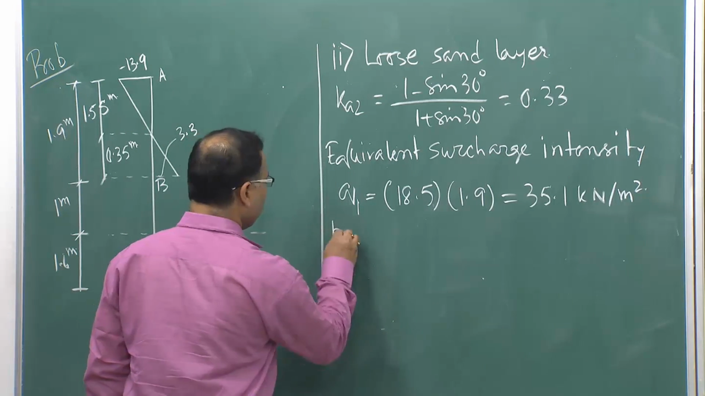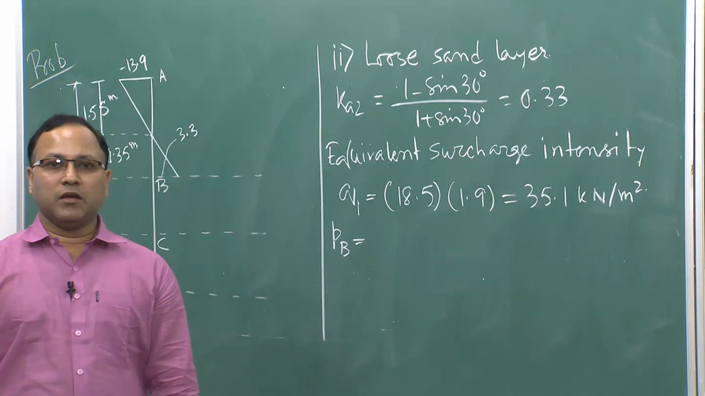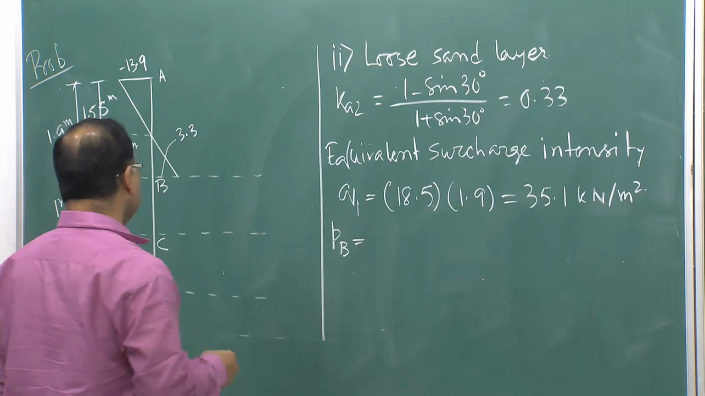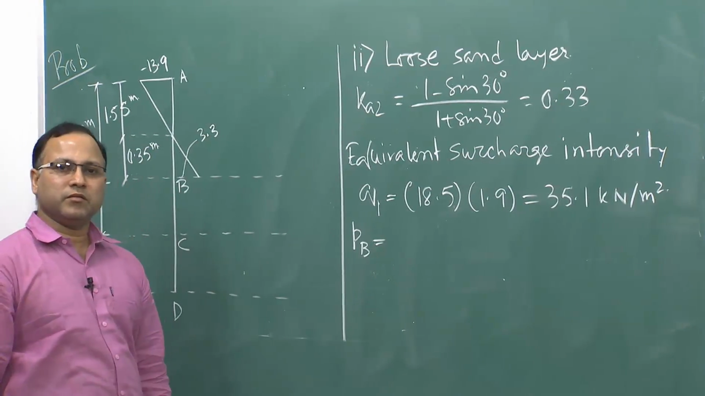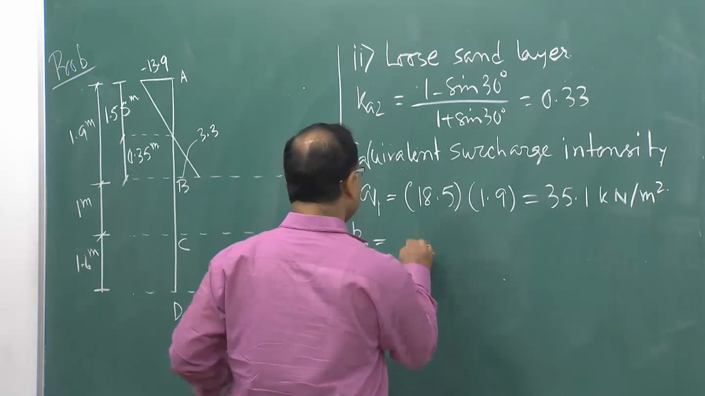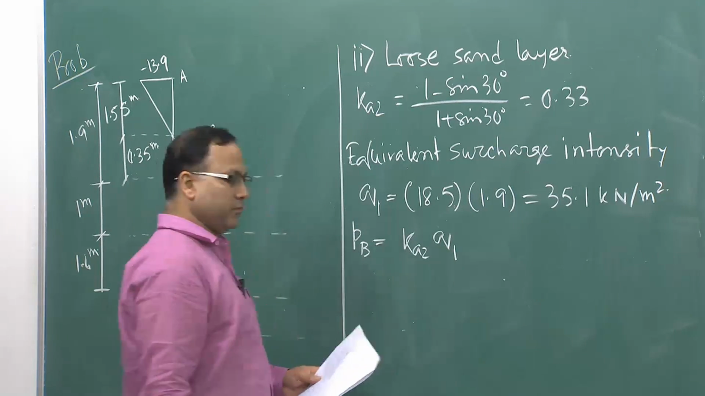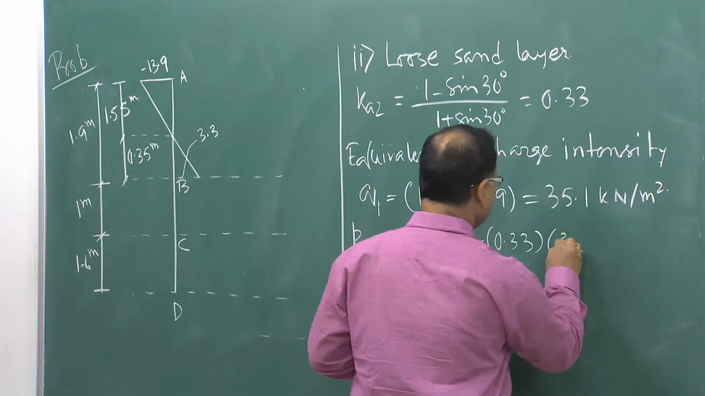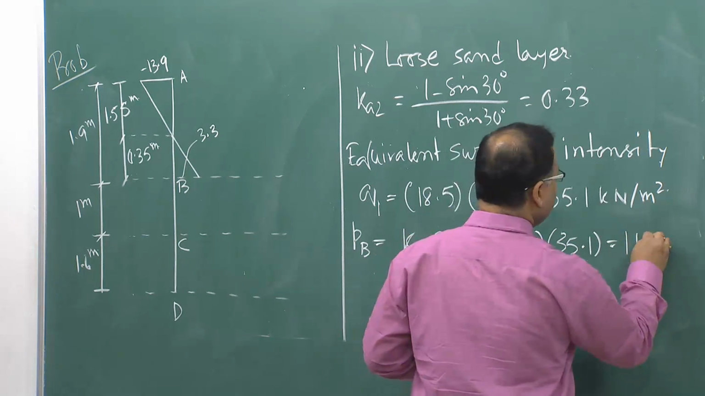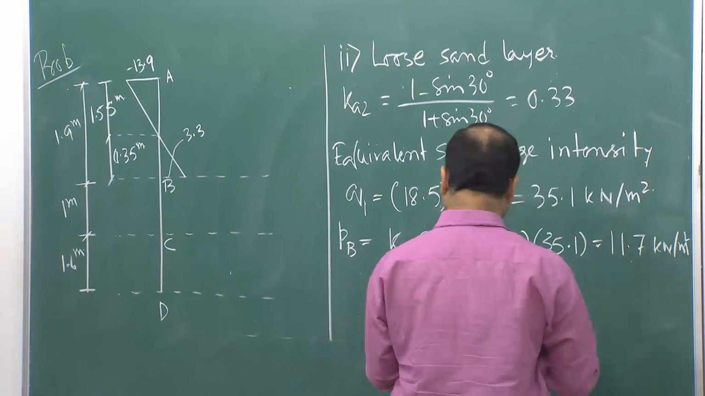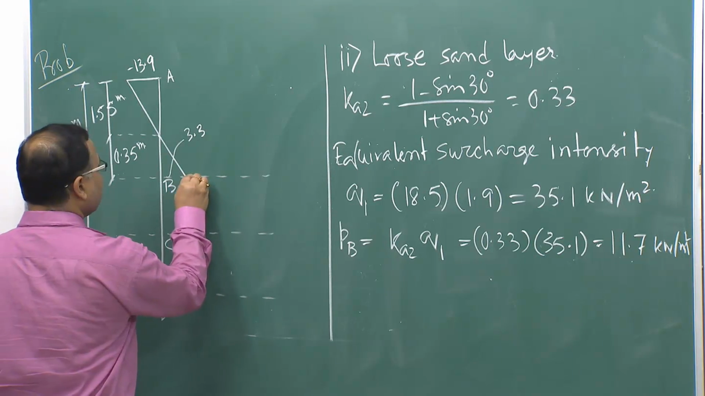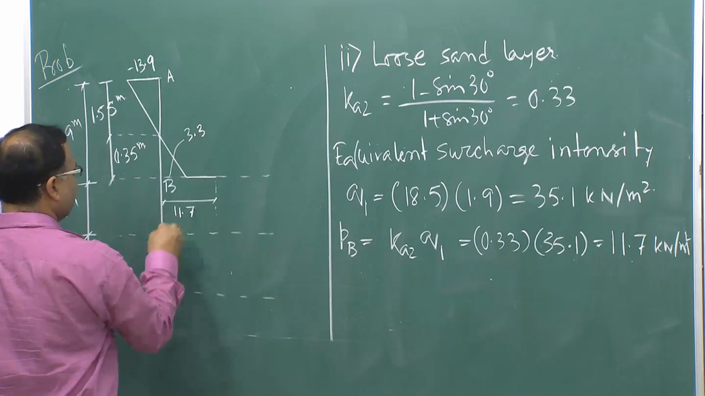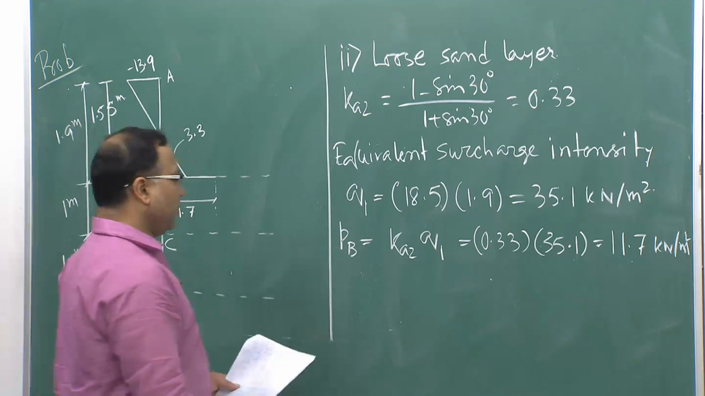Okay. So, therefore, PB, that means active earth pressure at B, as far as you are considering layer 2, that is starting from point B to point C. So, when you are in stratum 2, at that time what is the active earth pressure at point B, and that will give you the discontinuity, that is a jump, right. PB is equal to simply Ka2 into Q1, right. So, that gives me 0.33 into 35.1 is equal to 11.7. So, you will be getting some increase, and that is your 11.7, that is the jump, right, at point B. Okay.